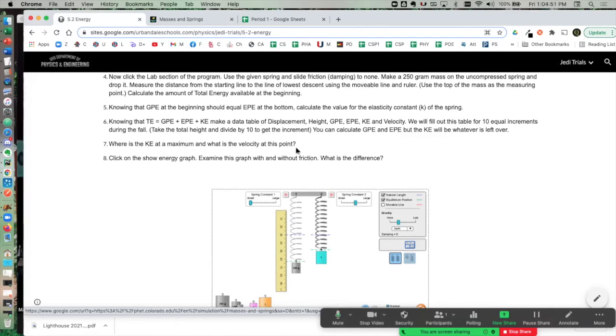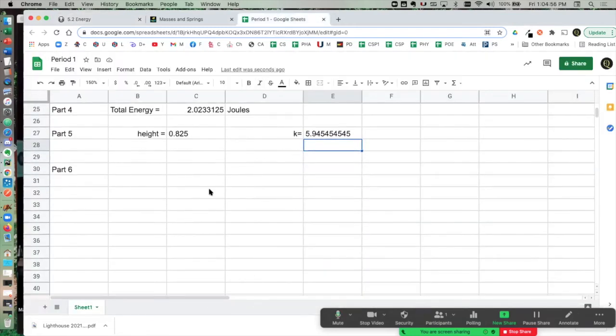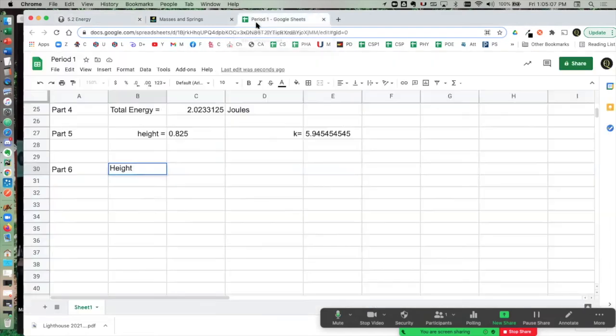Let's just do that first. Let's not get ahead of ourselves. So here we go. Part 6. I'm going to have a height. That was the first one, right? Because everybody was mad at me that I didn't capitalize it earlier. No, I want a displacement first anyway. Displacement, height, GPE, EPE, KE, velocity.